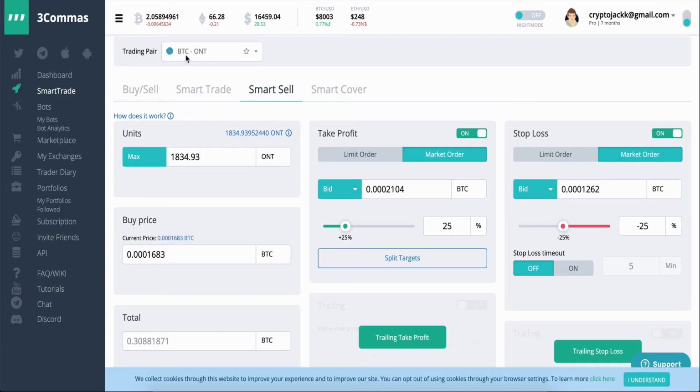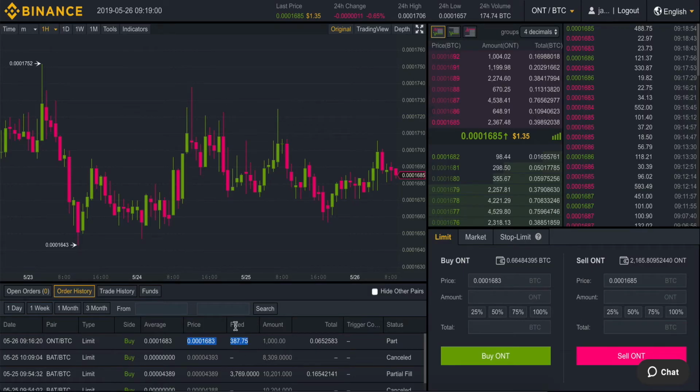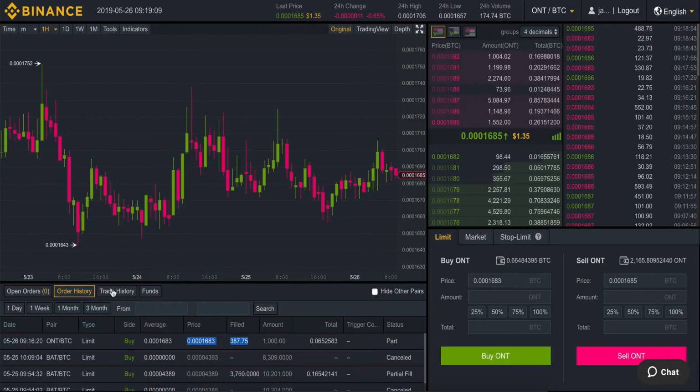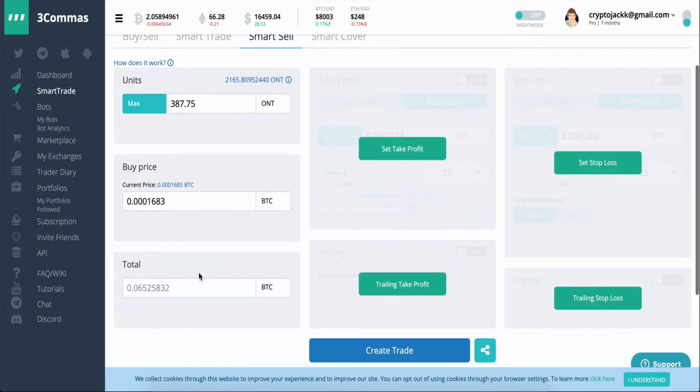So once we go over to 3Commas, we go over to smart sell. Then of course we type in ONT up here, which we're already on, ONT BTC, which we are on. We then want to select the units we purchased. So as I said, we need the filled 387.75. So 387.75. These are the units we purchased. And what price did we purchase them at? Well, 16.83. So we come over here and it's already got it there set for me, which is good. This is the amount we paid, 0.06 Bitcoin.